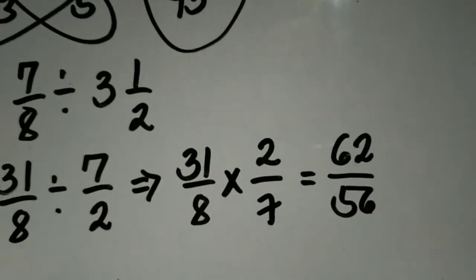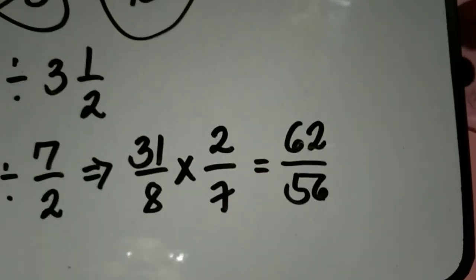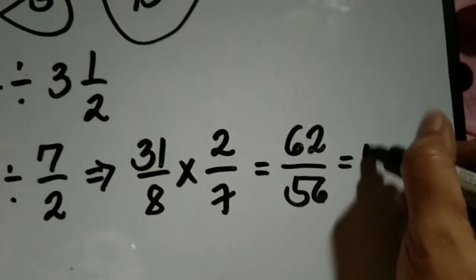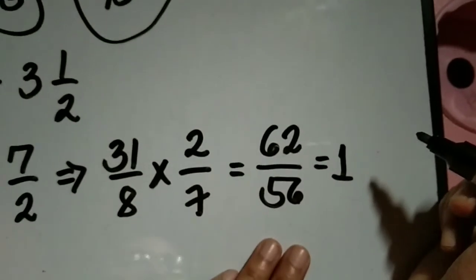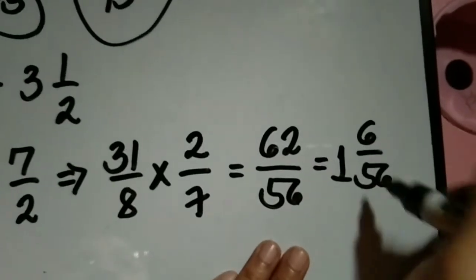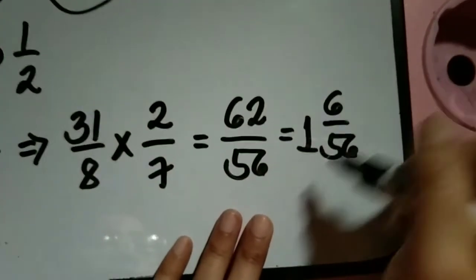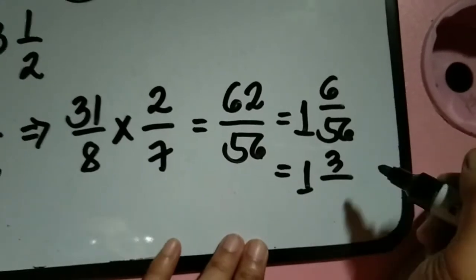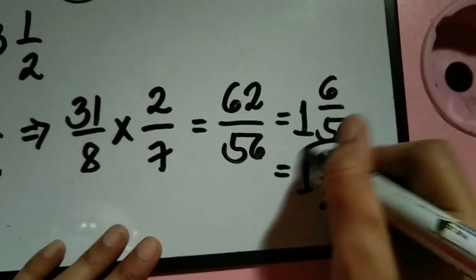Pwede natin i-lowest term si 62 over 56, pero gawin na lang natin siyang mixed number. Ilang 56 meron sa 62? So, isa. At, meron pang matitirang 6. Ayan. So, ang 6/56, pwede nating i-divide siya sa 2. May GCF silang 2. So, 1 and 3 over 28. Ayan.